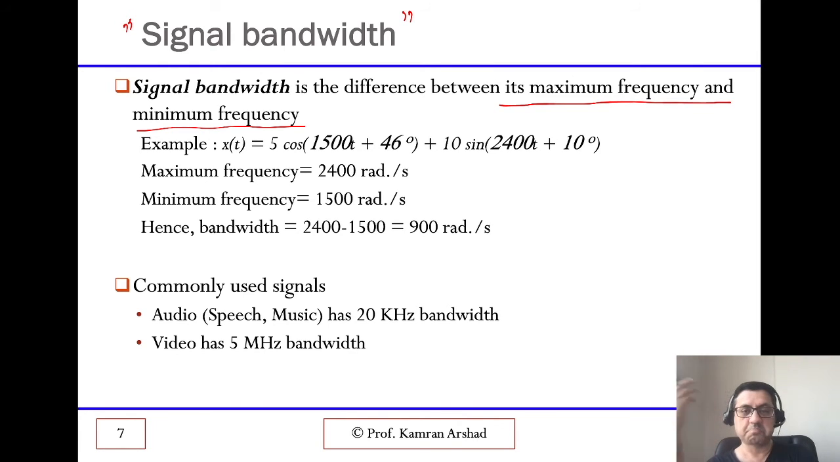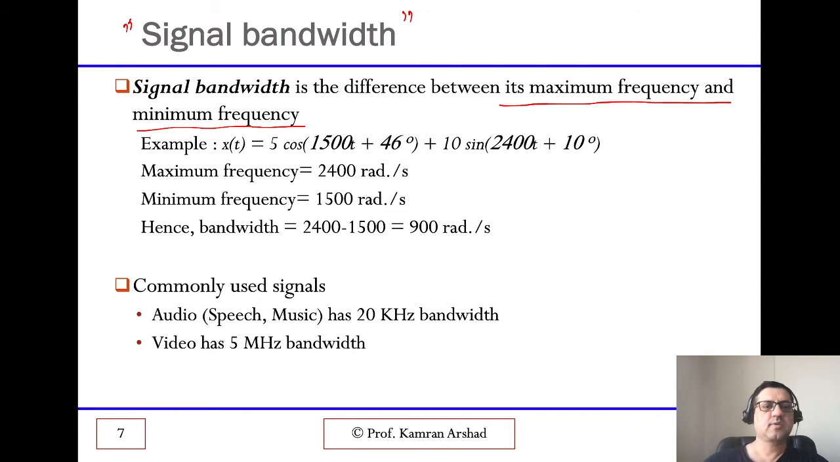You have heard a lot: what is the bandwidth of a signal, or how much bandwidth you need, etc. So it's very simple. Bandwidth is simply the difference between maximum and minimum, which means in your signal you find the minimum frequency and the maximum frequency, and you take the difference. This is simply the bandwidth.